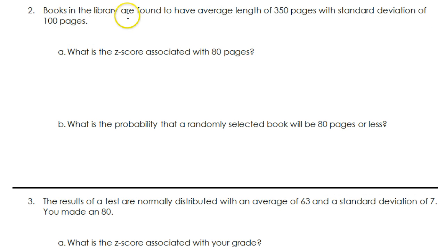Number 2. Books in the library are found to have an average length of 350 pages, with a standard deviation of 100 pages. What is the z-score associated with 80 pages? Well, for an 80-page book, the z-score is going to be 80 minus the mean of 350, divided by a standard deviation of 100.